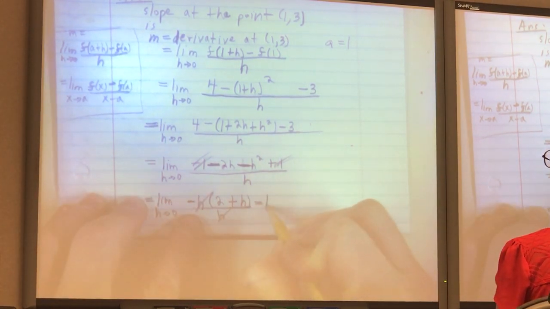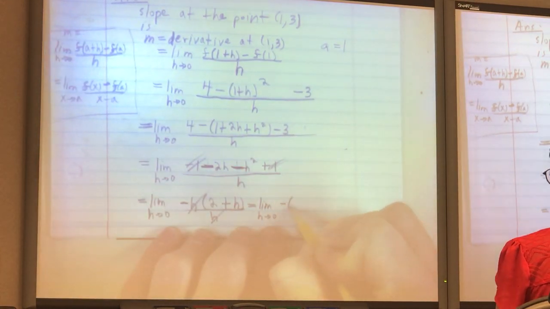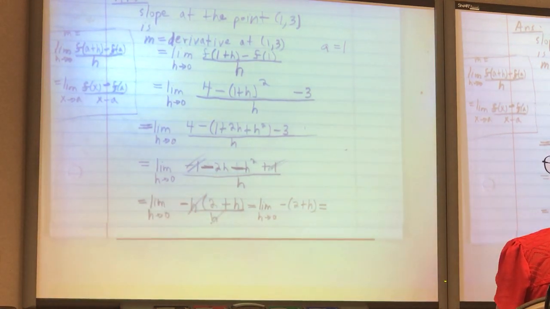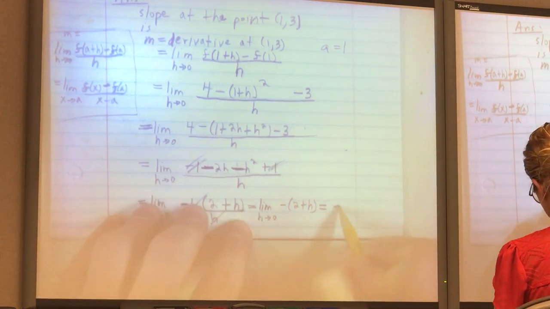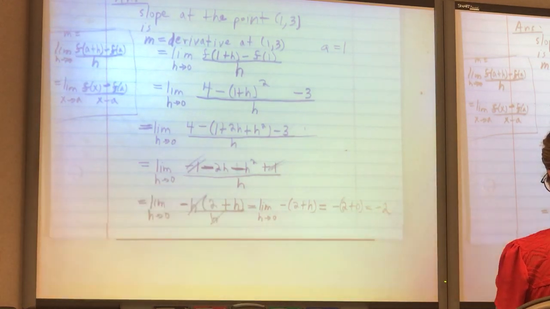I'm going to write that right here. Limit as h approaches 0. And I still have the minus sign, so minus 2 plus h. And then this is a polynomial in h. So it's a continuous function, we can always then plug in the 0. So the limit's going to be minus 2 plus 0, which is minus 2.